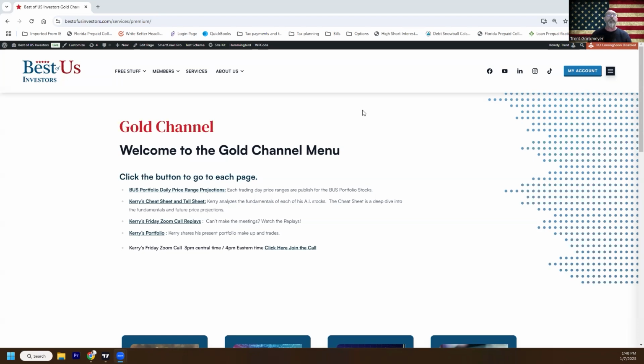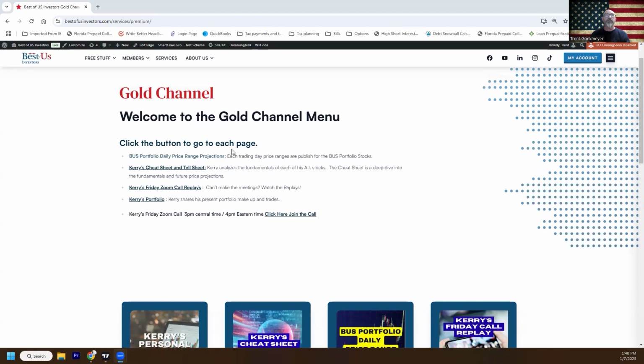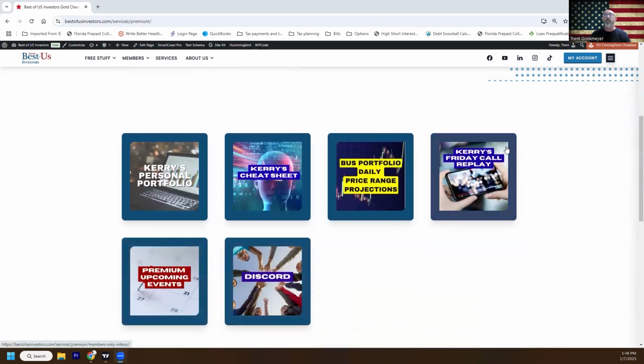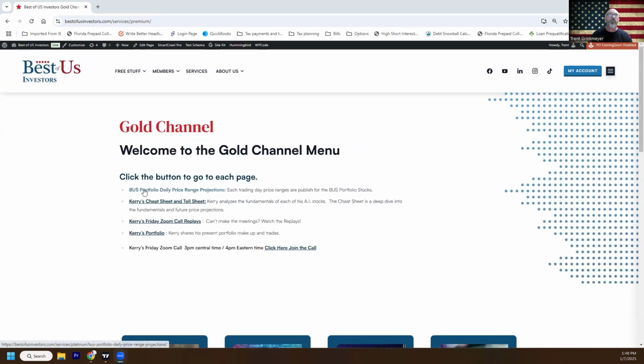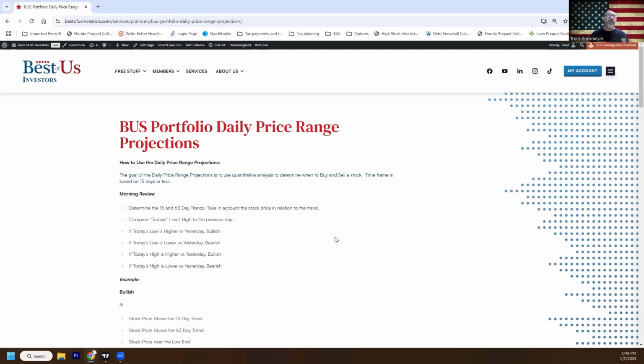First off, when you log in, if you log in as a Gold member, you'll be taken to this page. And this is a menu. It breaks it down in simple text here or within the different buttons that we have available here. So let's click on the bus portfolio price range projections. This then breaks down how to consider using this tool.